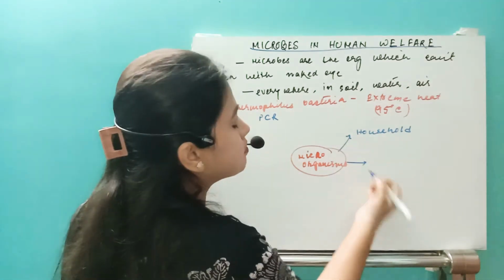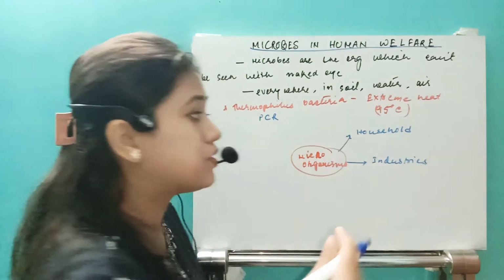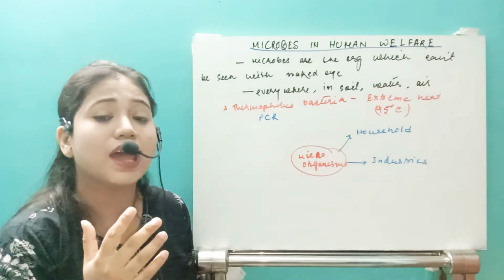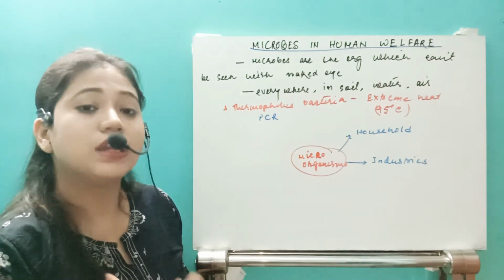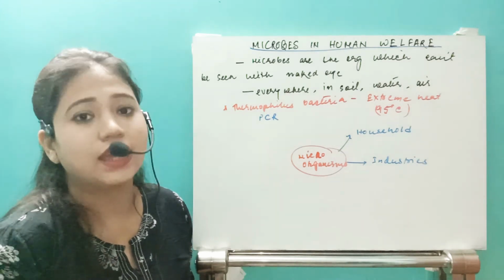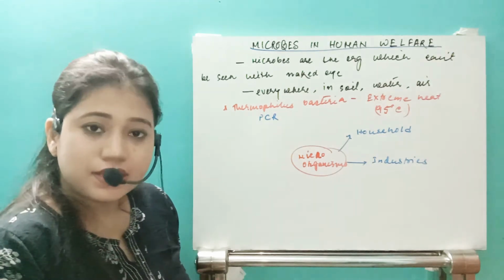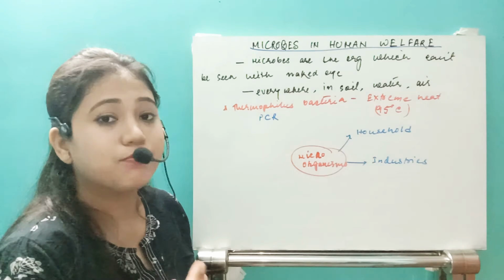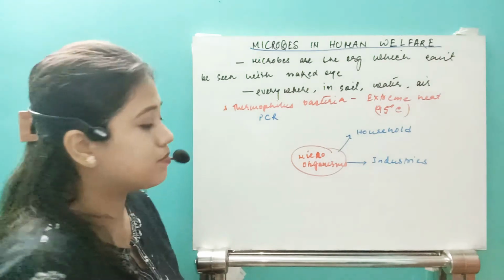Next, these microorganisms can also be used in industries. So what are the industries which use microorganisms? Yes, they are used in beverage companies, like the alcohol industries. These multi-billion dollar industries are based on microorganisms. They produce different alcoholic beverages like whiskey, rum, beer, brandy, all those. We will see how, by fermentation, these industries produce all those beverages. So in industries, microorganisms are used.